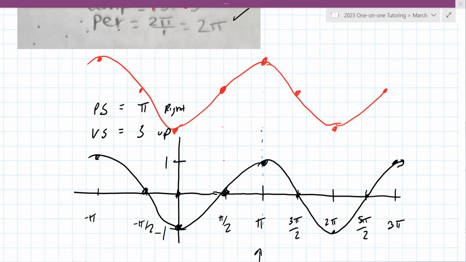Is it okay? Do you want more sine and cosine graphs, or do you want us to just move on to like 13, 14? Let me see if there was any of the other ones on the page that I actually need to go over. No, we can just move on. Okay.